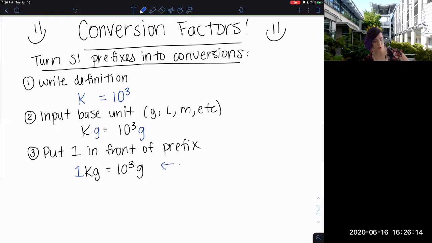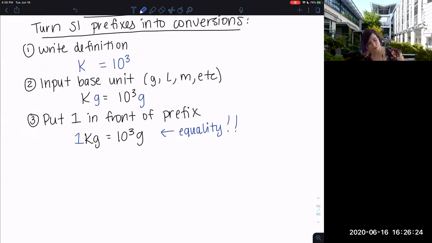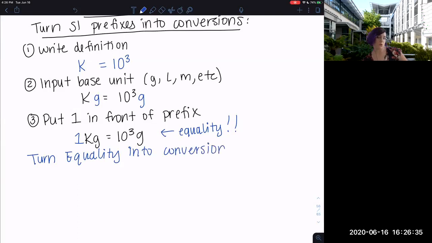So this equality is really what you want to get, because if you can make an equality, we can turn it into a conversion factor. So let me show you how to do that. To turn an equality into a conversion factor that we can use in math.